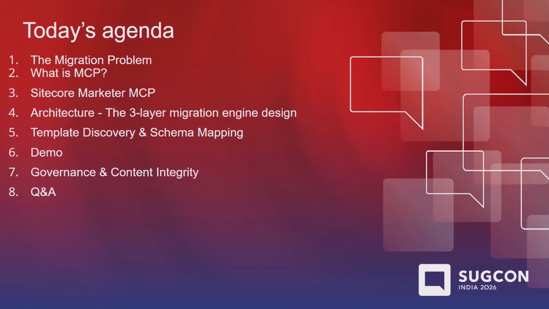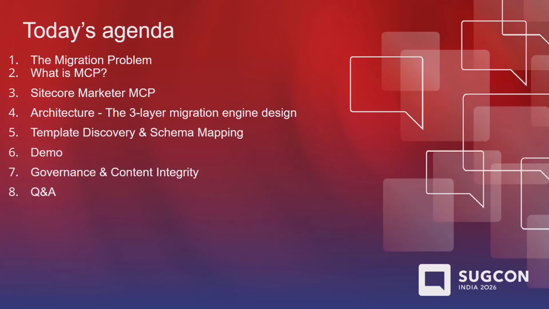The architecture, the three-layer migration engine design, how it works, the template discovery and the schema mapping. And this is the place where the AI does all the magic. Next we'll see the demo, working live. We'll talk about the governance and content integrity, because this is a place where most of the enterprise teams will ask questions, and then we'll have time for Q&A.